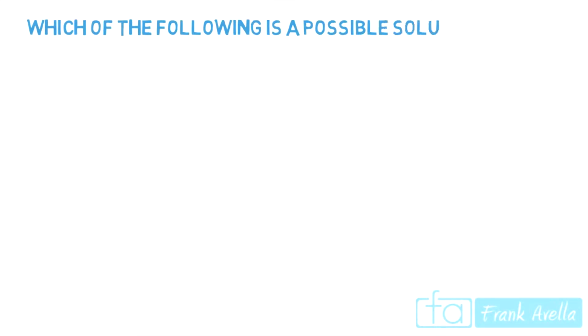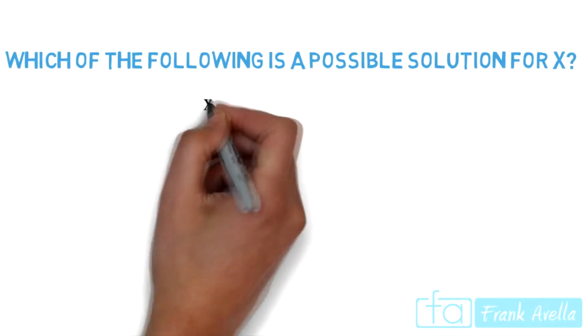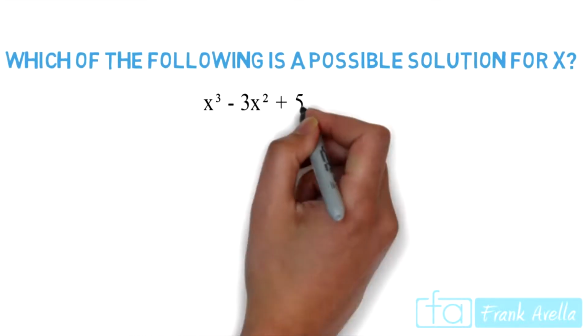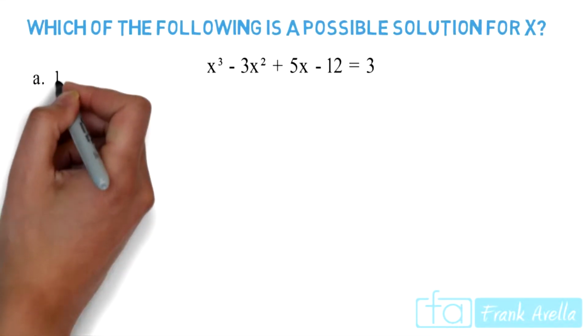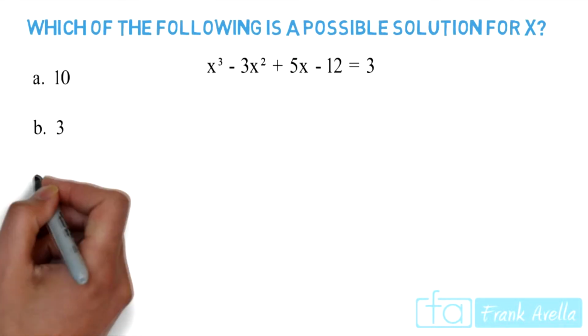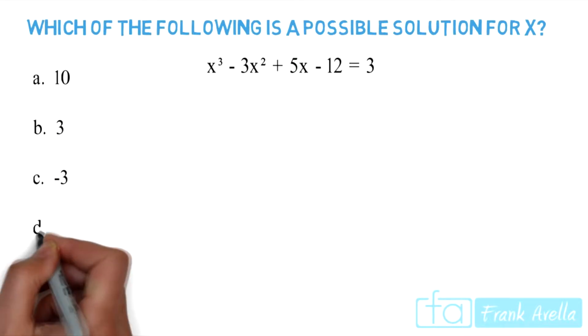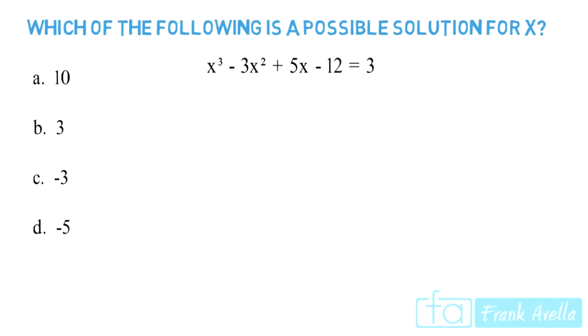Which of the following is a possible solution for x? And you're given x to the third power minus 3x squared plus 5x minus 12 equals 3. And for your answer choices you have A, 10, B, 3, C, -3, and D, -5.